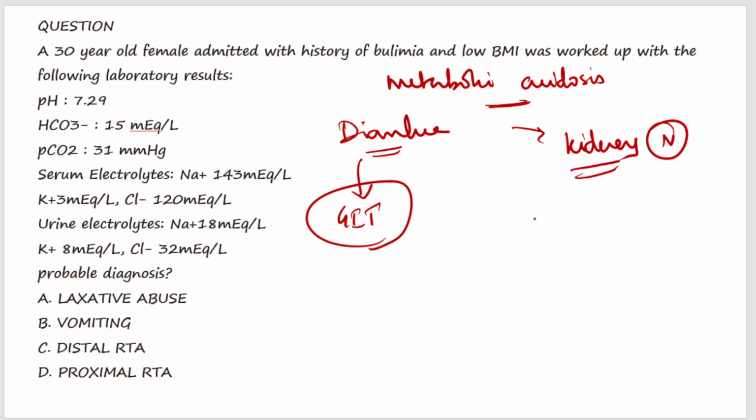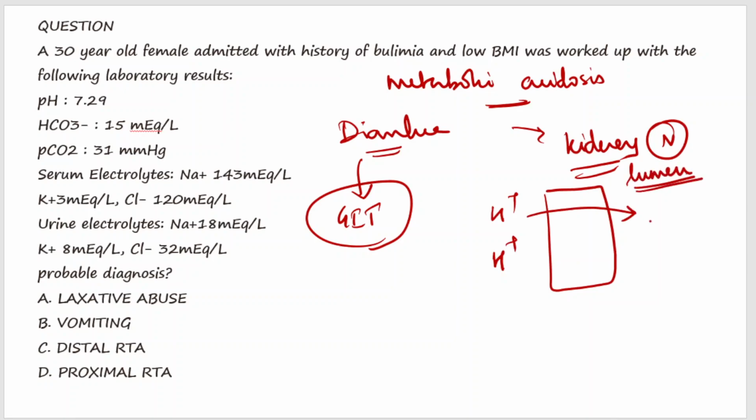So what happens here in response to excess H plus ions, that is in response to acidosis? Your kidneys will try to remove the H plus ions. This H plus in urine will combine with ammonia to form ammonium ions, which can combine with chloride and be excreted.